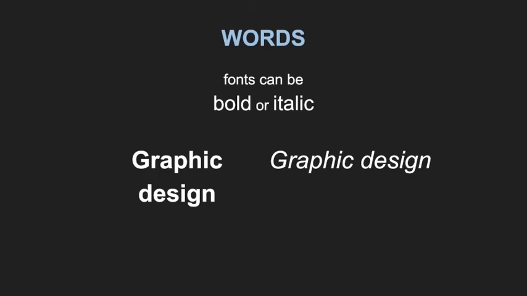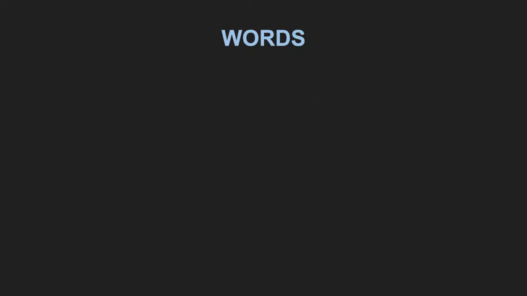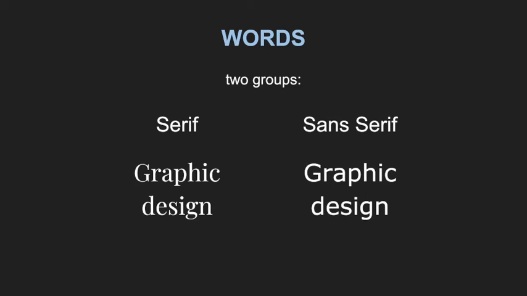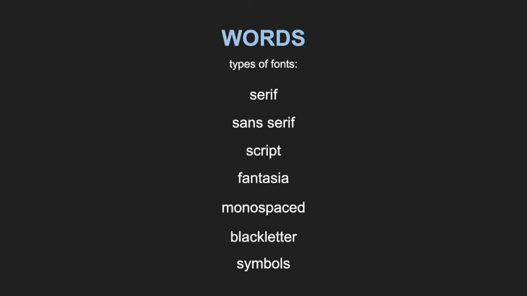First, a font can be bold when the thickness of the stroke is intensified, or italic when the letters are oblique. Moreover, we can classify fonts in two groups, serif and sans serif. The difference is that the serif fonts have a small line at the end of the characters, while sans serif fonts have no extra strokes. Also, other small groups exist. These are Script, Fantasia, Monospace, Black Letter and Symbol.